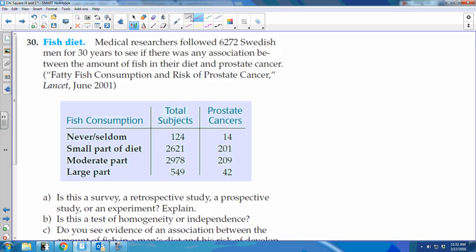It's not an experiment. Good. Why is it not an experiment? Right, there's no treatments being applied. It's not a survey. They didn't ask a bunch of questions. Prospective study, and why is it prospective, not retrospective? Right. They followed these people for 30 years. So they identified them and then followed them 30 years into the future.